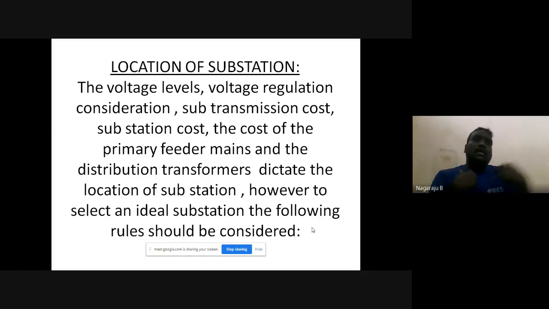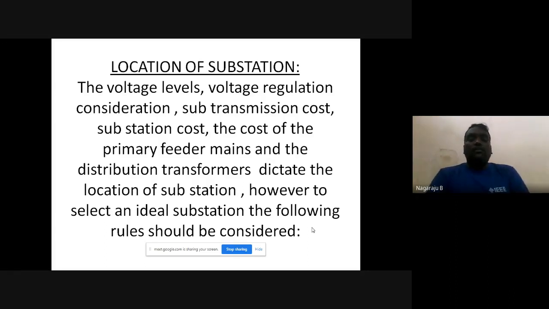Huge amounts of loads are connected in loop type or radial type, but depending on the center of gravity of the loads, we can locate a substation. Where more load is required, more power is required, you can locate the substation nearer to that. The voltage levels, voltage regulation considerations, the transmission cost, substation cost, and cost of primary feeder mains and distribution transformers dictate the location of the substation. These are the main factors.